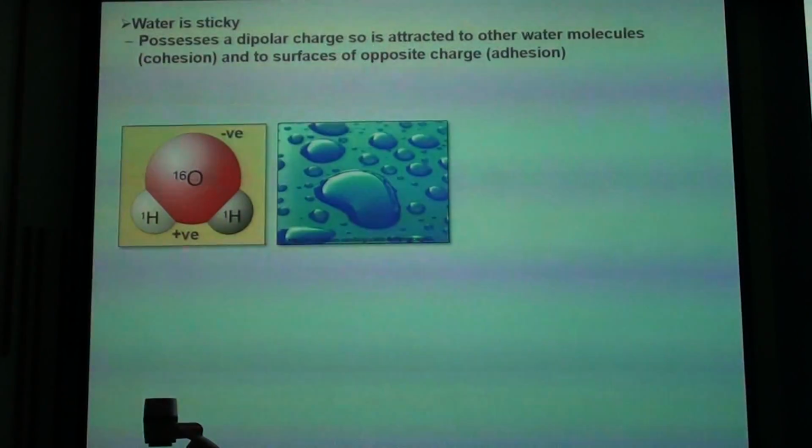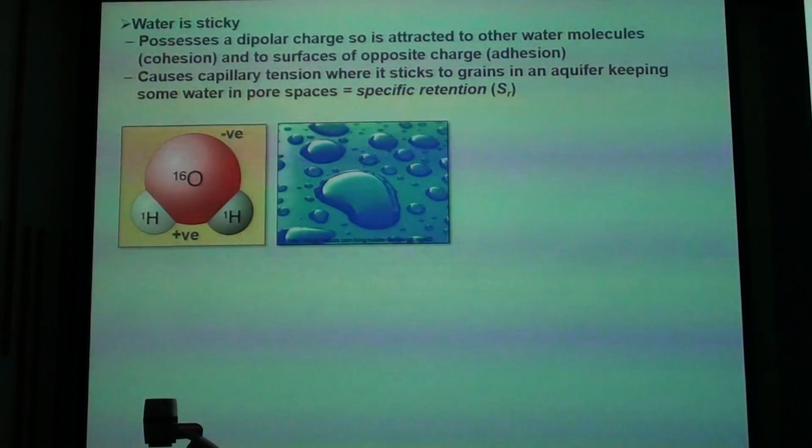So it's attracted to other water molecules by cohesion. It's also attracted to surfaces, which is adhesion. Surfaces are often charged, so water will try and stick to those if it can, positive or negative, and it sticks to one or the other. Even on surfaces that people make reasonably hydrophobic, you'll still get water beading and sticking. That's one of its wonderful properties. It causes capillary retention, where water sticks to grains in an aquifer. So it's specific retention, caused by these properties.